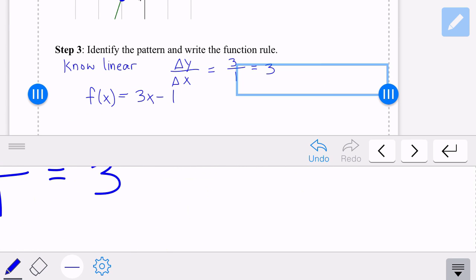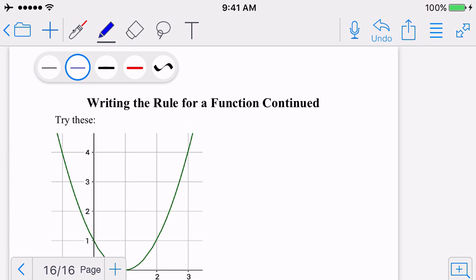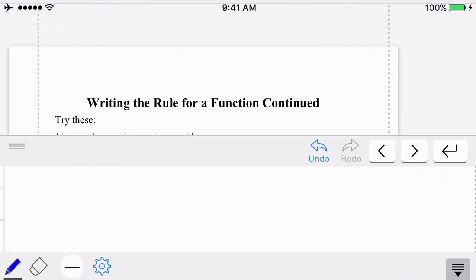Next page. That should be your last page. We just have a couple other ones to do. So remember, our first step was to find some points on our graph. So let's do that.